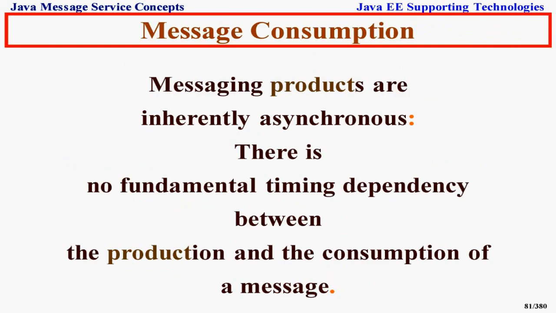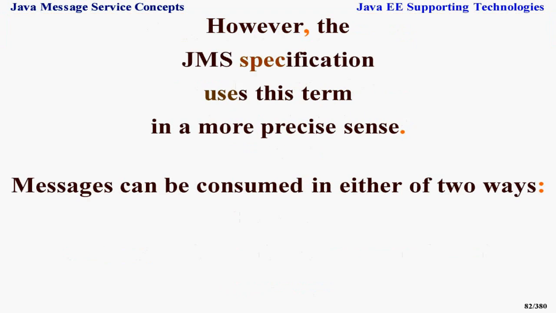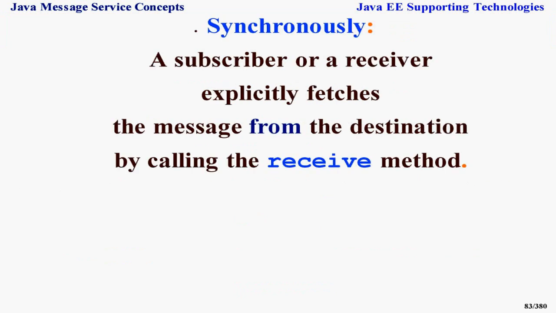Message consumption. Messaging products are inherently asynchronous. There is no fundamental timing dependency between the production and the consumption of a message. However, the JMS specification uses this term in a more precise sense. Messages can be consumed in either of two ways. Synchronously: a subscriber or receiver explicitly fetches the message from the destination by calling the receive method.